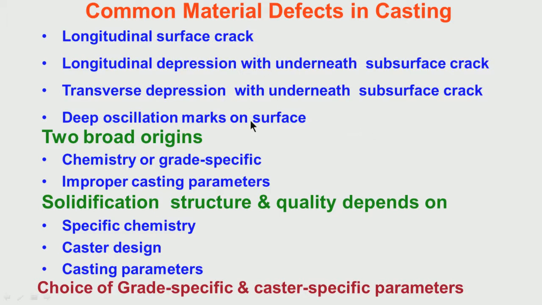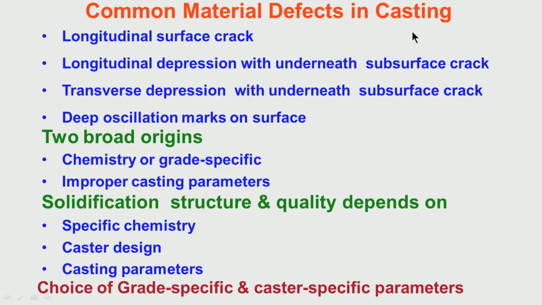So if you have these surface defects on the casting, and you are rolling it to the final product, then it will be easier to correlate. If you do not have these surface defects, but you have subsurface defects, then sometimes it is difficult to correlate where it is coming from.